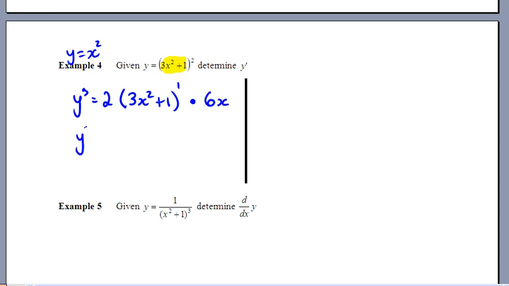Now you can tidy that up if you want. You can say, oh, okay, 2 times the 6 would be 12x, 3x squared plus 1 if you want. You can even distribute the brackets if you like.